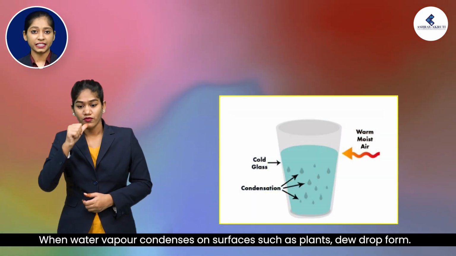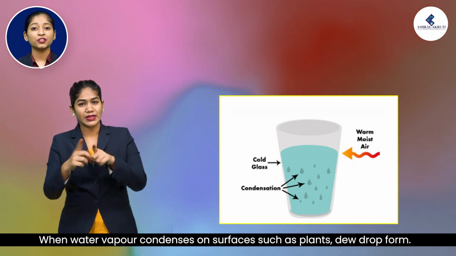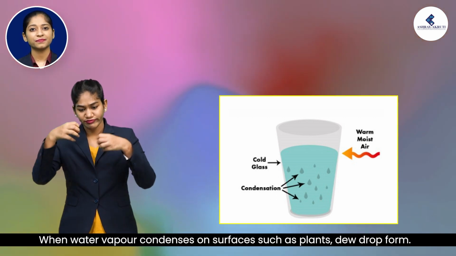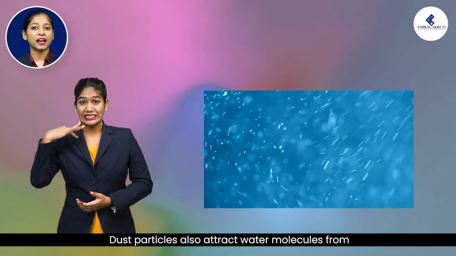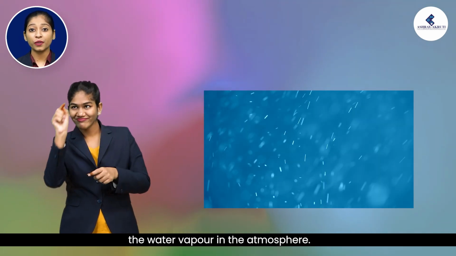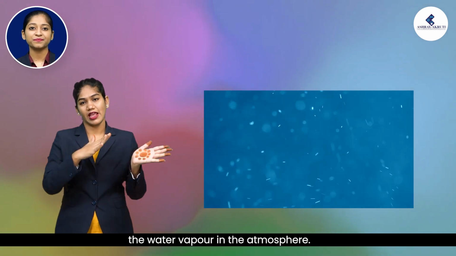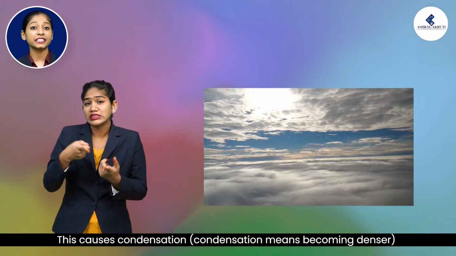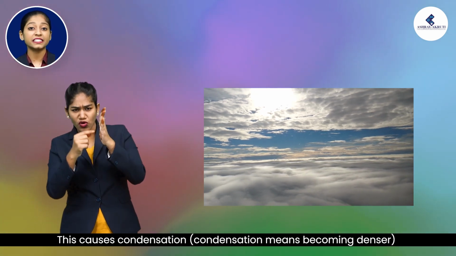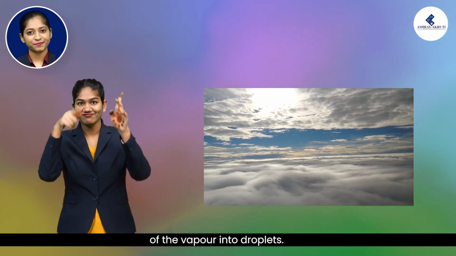When water vapor condenses on surfaces such as plants, dewdrops form. Dust particles also attract water molecules from the water vapor in the atmosphere. This causes condensation. Condensation means the vapor becoming denser into droplets.